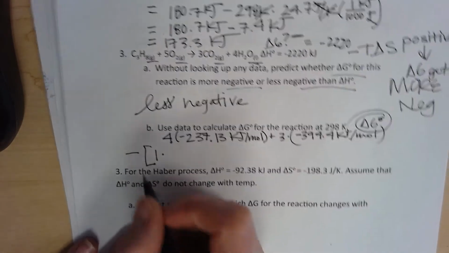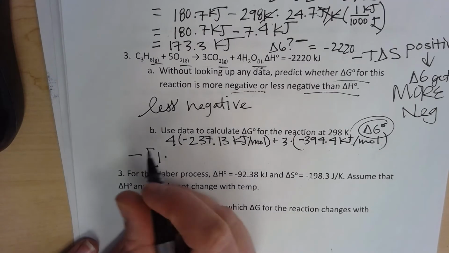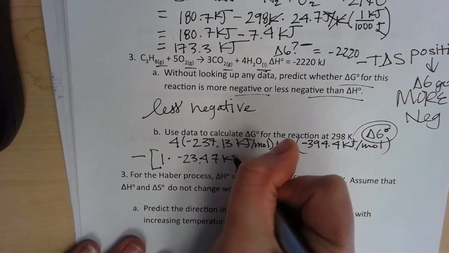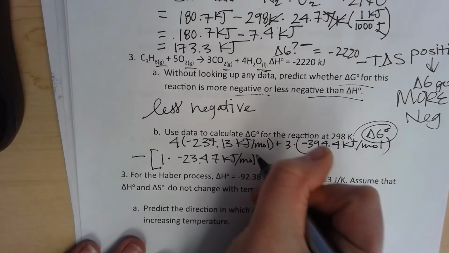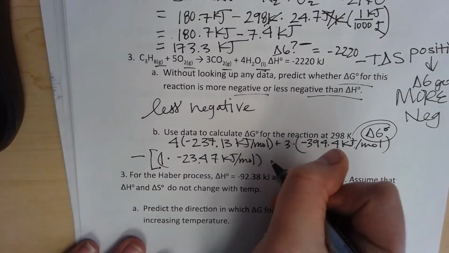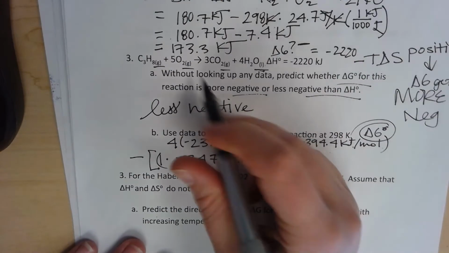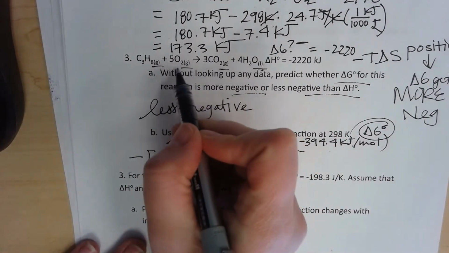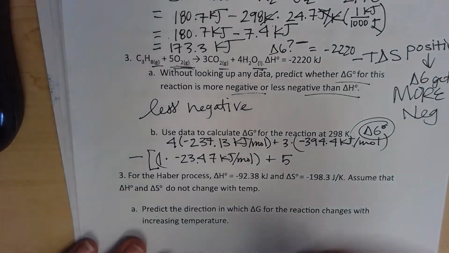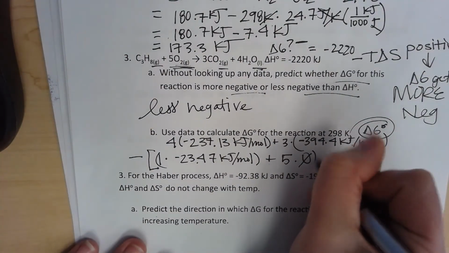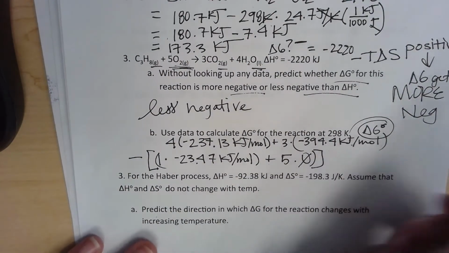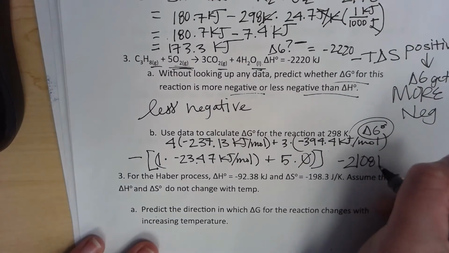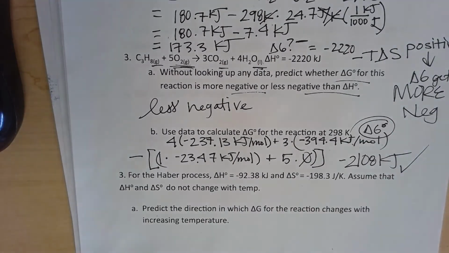Okay, so the free energy for C3H8 is negative 23.47 kilojoules per mole. And we're going to add that to our 5 oxygens. And that's an element in its standard phase hanging out, so that's just 5 times 0. Okay, so just get a little number, subtract that. I got negative 2,108 kilojoules.